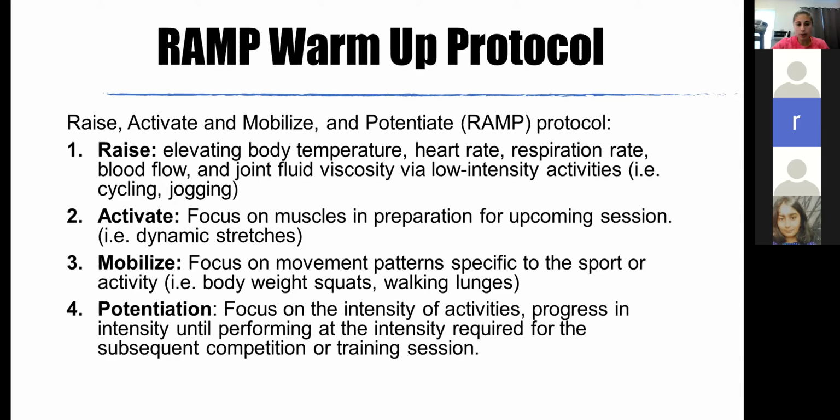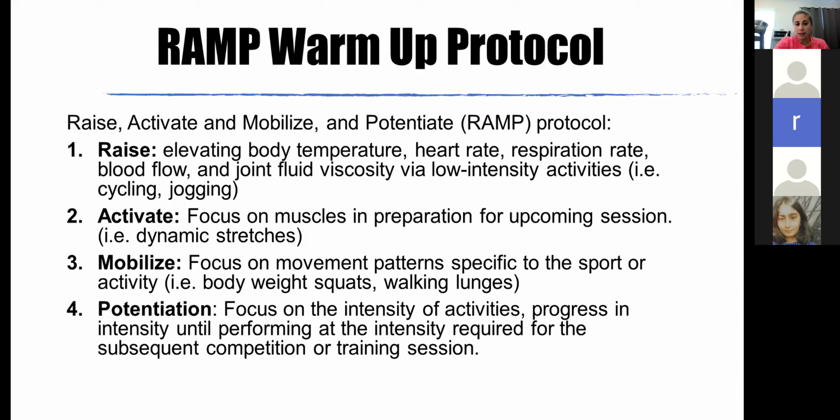As we get to the next component, mobilize, this is now where we start getting into the movement patterns specific to the sport. So again, if you're doing that lower body workout, you might start doing some body weight squats, maybe some hip thrusts or walking lunges to prepare. Intensity is going to go up a little bit, getting ready for the exercise session. Going back to the soccer example, you might do some more specific movement patterns, like maybe some kicking or some agility movements and some weaving. You might add a ball at this point. It depends, again, on where you are and how intense you are working.